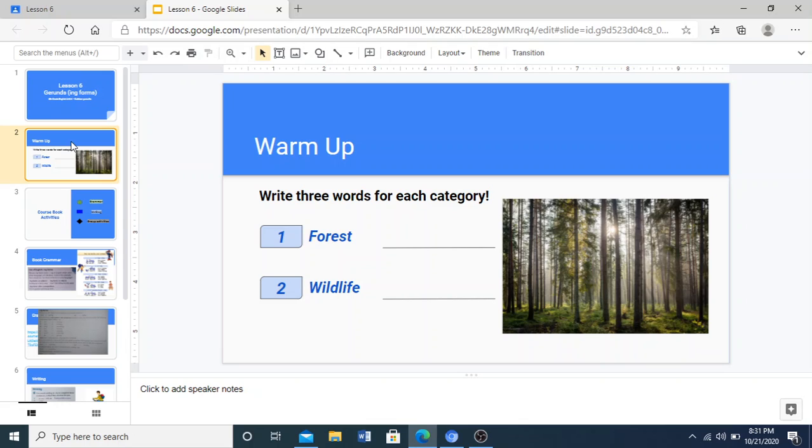Any 3 words that come into your mind when you hear the word forest and when you hear the word wildlife, I want you to write it down. After a minute, we will do a talk to see if you got it wrong, or you got it right. But of course, I know you will get it right. There are tons of words for forest and tons of words for wildlife. Okay, take one. See you after 1 minute.